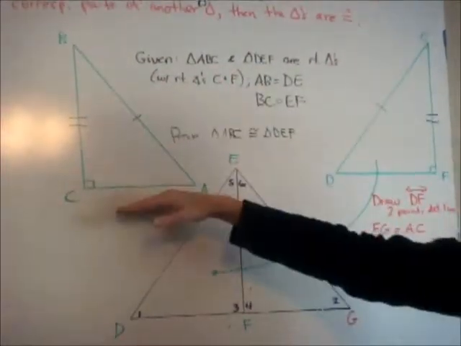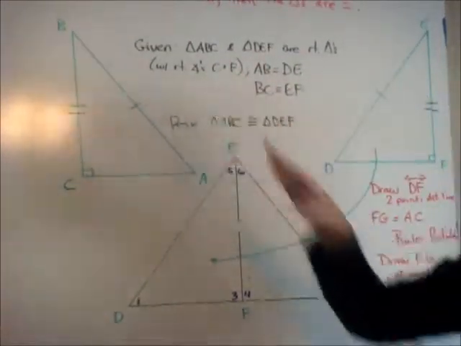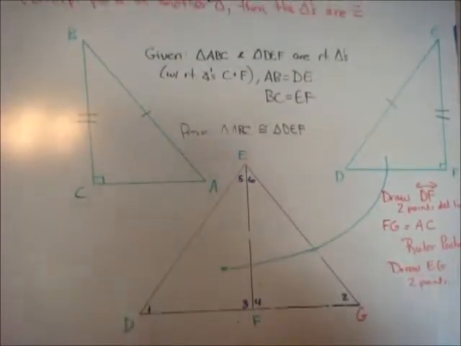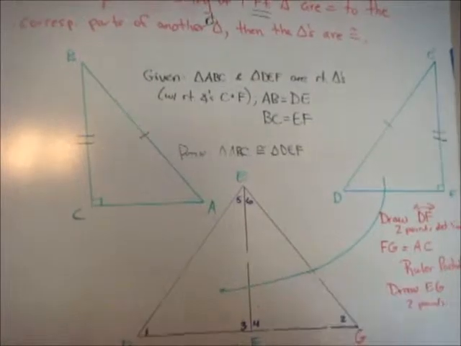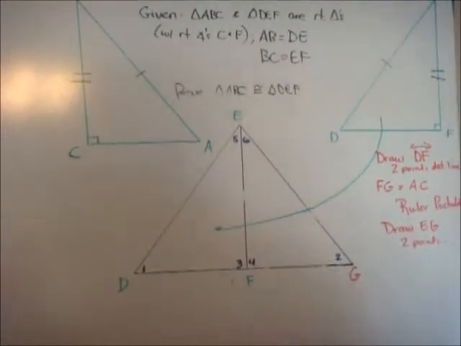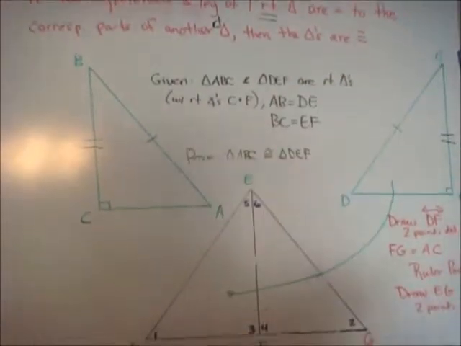You could have done this leg, it wouldn't have mattered. Now we're going to prove that these two triangles are congruent. We don't have any proof for ASS, so we can't use those letters anytime, ever, to prove two triangles are congruent. What we have to do is add parts to our proof.